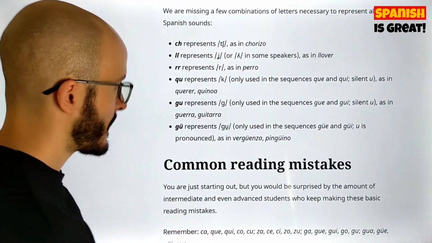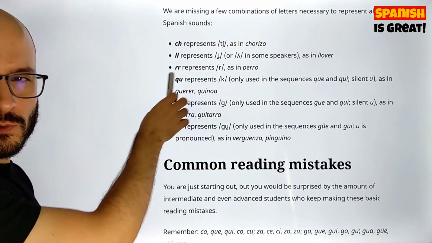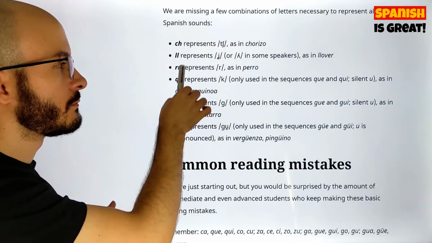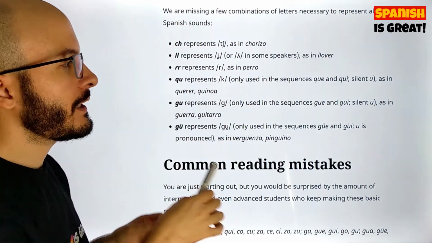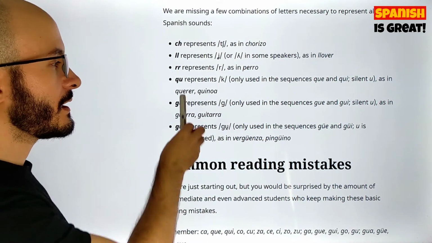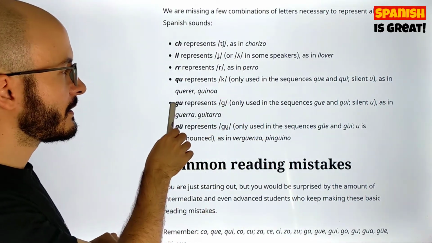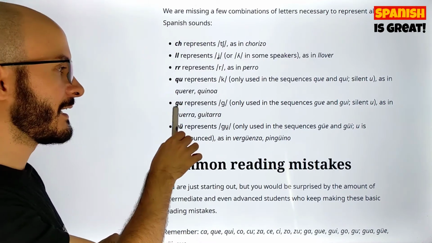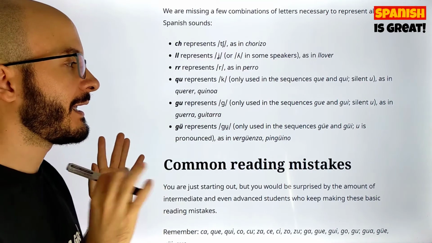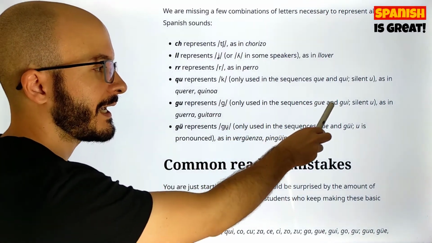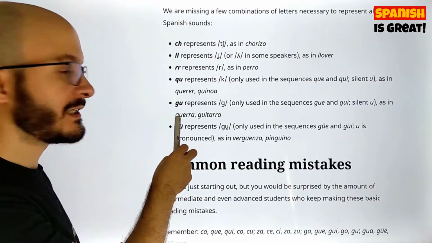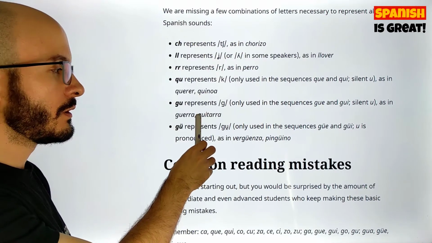Pero, perro. This we already know, no? So, bueno, the letter Q with U represents K, only used in the sequences que and qui. Remember, silent U, as in querer, quinoa. We already know. Then, the letter G plus U represents the normal G, only used in the sequences gue and gui, where we have silent U, as in guerra, or guitarra.